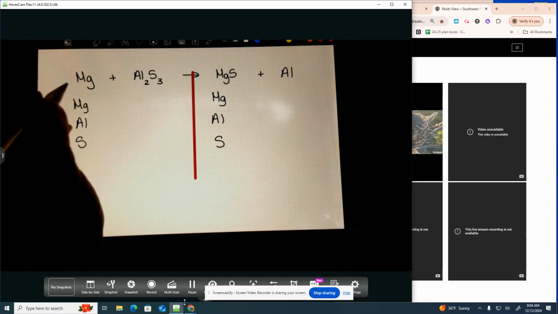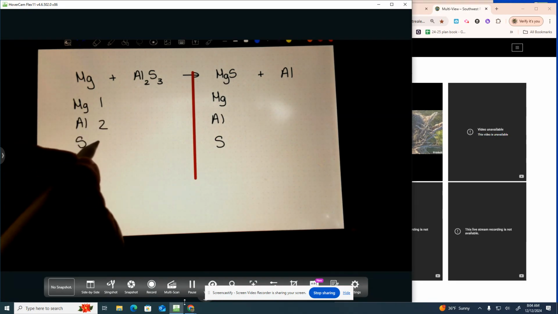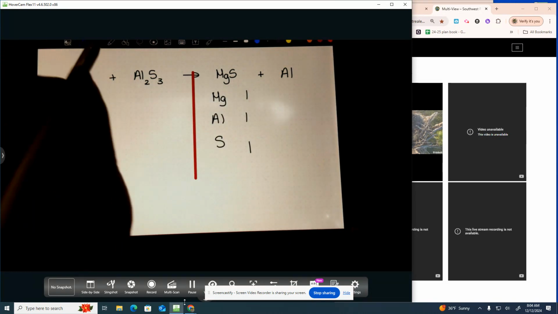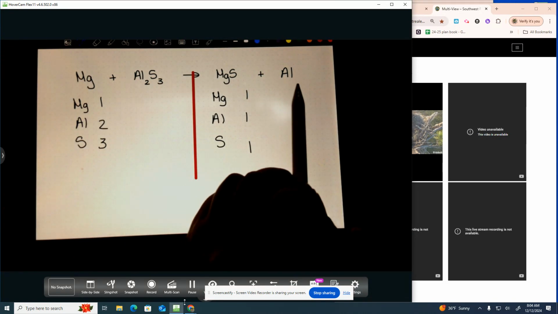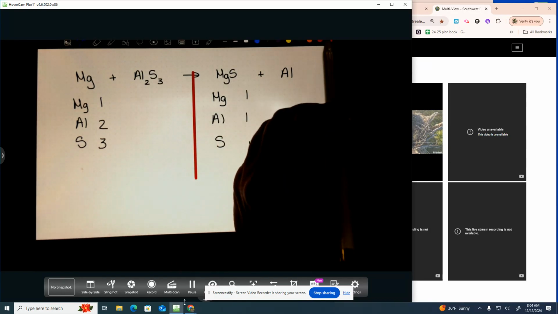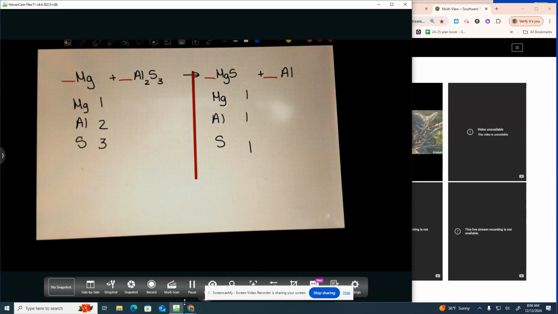Okay? How many magnesiums do I have on the reactant side? 1. How many aluminums? 2. How many sulfurs? 3. All right, 1, 1, and 1. Do you know why these guys don't get a 2 on the subscript? They're not diatomics. Okay. These are the only 4 spots we can put numbers. Where should we start? Do we start with the magnesiums? They're already good, right? 1 and 1. So let's move down the list. Aluminums.